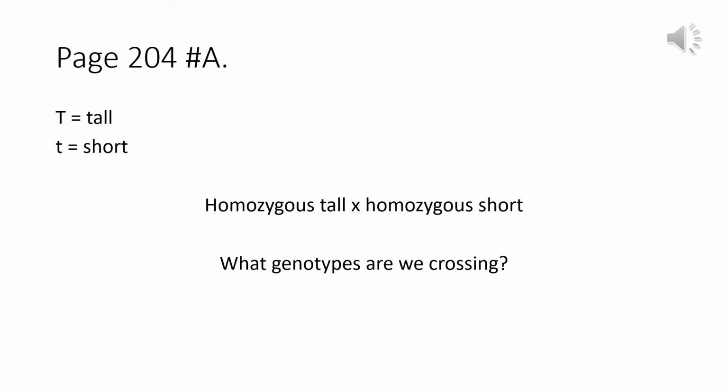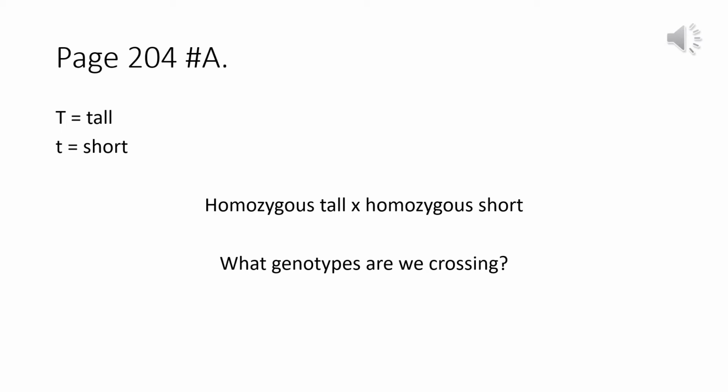On page 204, the genetics problems actually start with letter A. Consider the dominant allele big T for tall and the recessive little t for short. We're supposed to cross a homozygous tall plant with a homozygous short plant and determine the phenotypes and genotypes. Before we get too confusing, the basic thing you want to do is start thinking about your letters that you want to use. The question did say that tall is going to be dominant, so we should use a big T for tall, which means we should use a little t for short.